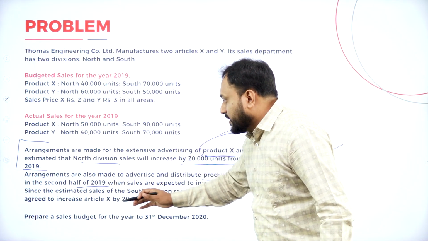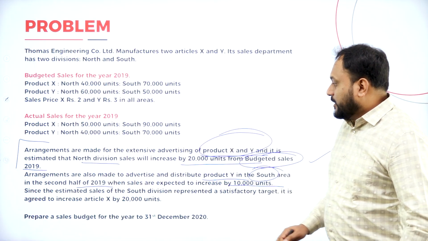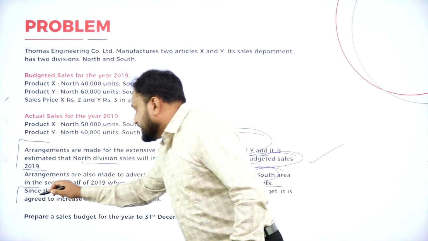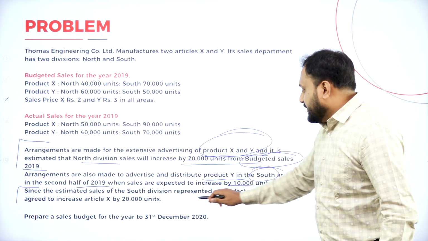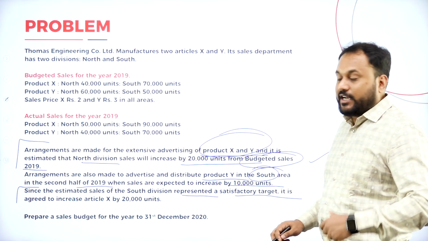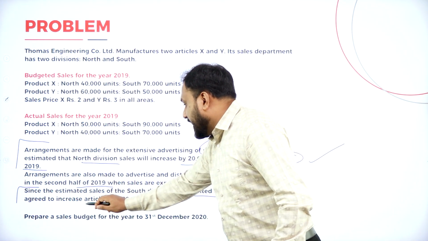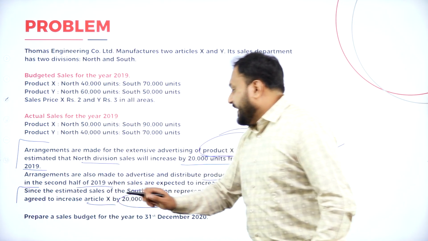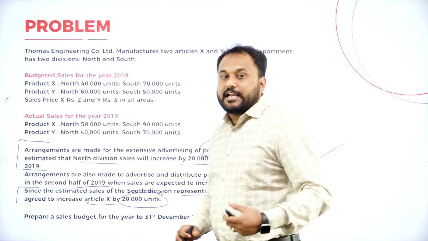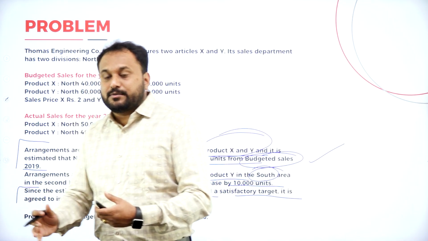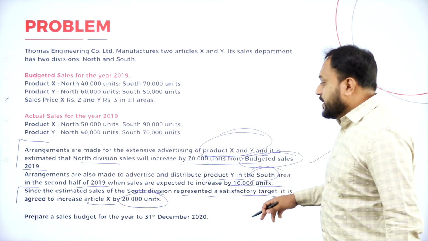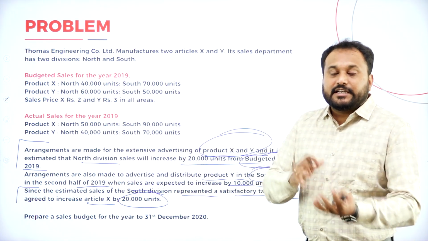Next, this is also done. Since the estimated sale of South Division represented a satisfactory target, it is arranged to increase Article X by 20,000 units. So product X will increase by how much? 20,000. See here, they have not given from where it will increase or where it will decrease.